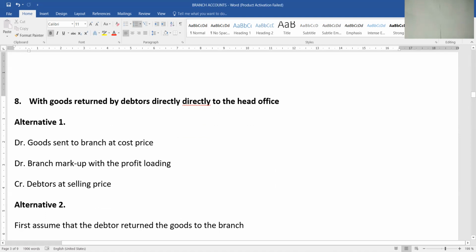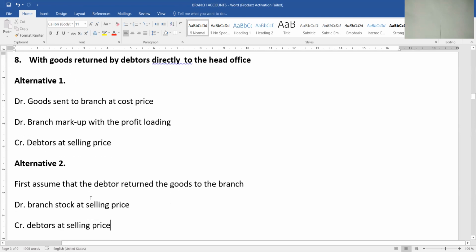So what you always do, alternative one, you debit goods sent to the branch. You debit branch markup with the profit loading. Remember the first one was you debit goods sent to branch at cost, debit branch markup with profit loading, credit debtors at selling price. Then you credit debtors at selling price.